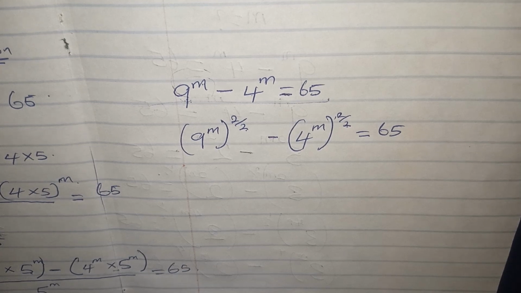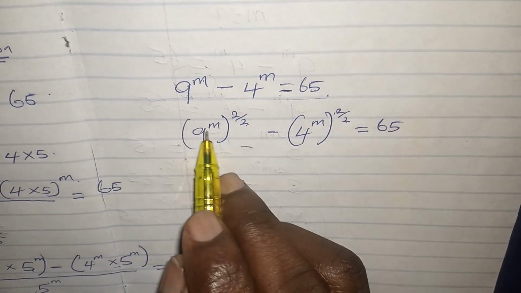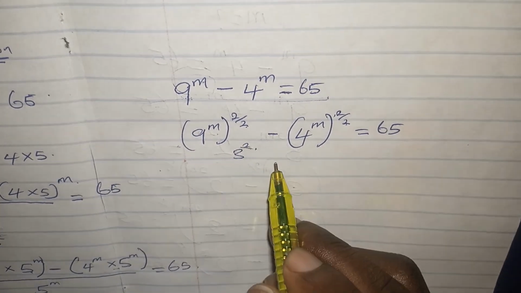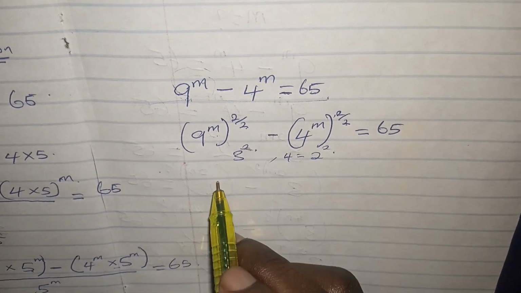What are we simply going to do? Now the next thing we can do is to rewrite 9. 9 can be written as 3 to the power of 2, and 4 is also equal to 2 to the power of 2.